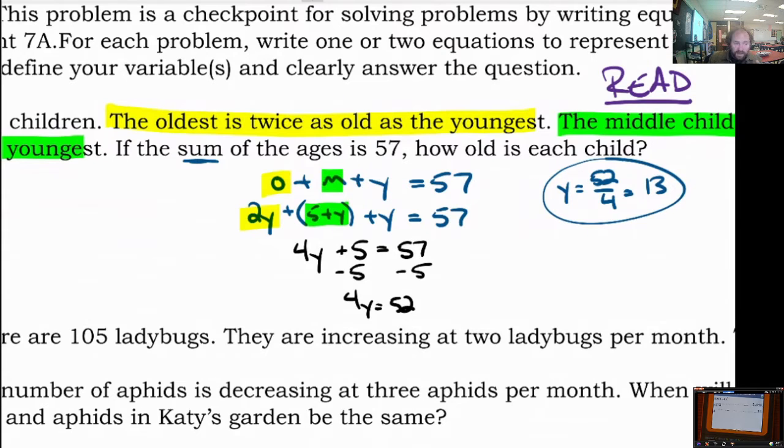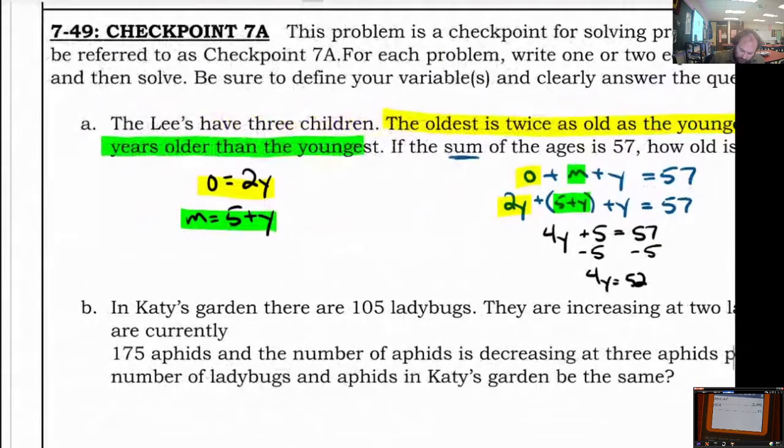Cool. Now, that's not the answer to the question, because they did ask us how old is each child, so we've got to go back here. We know the youngest child is 13. That means the middle child is 5 years older, 18, and the oldest child is twice 13, 26.